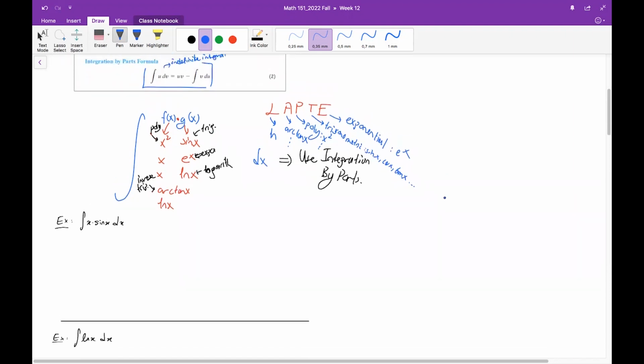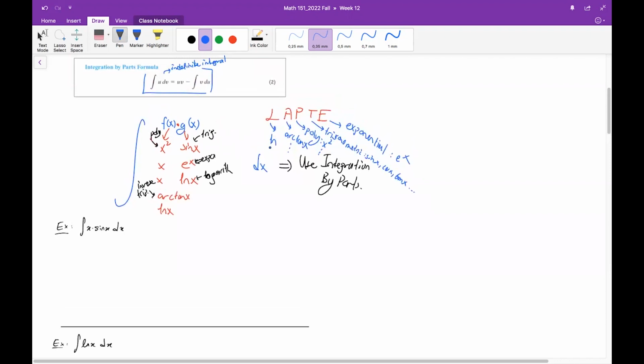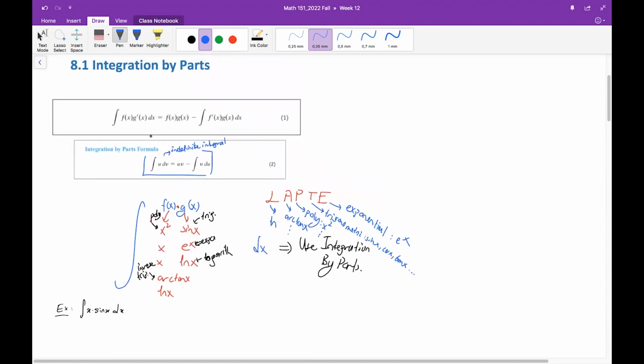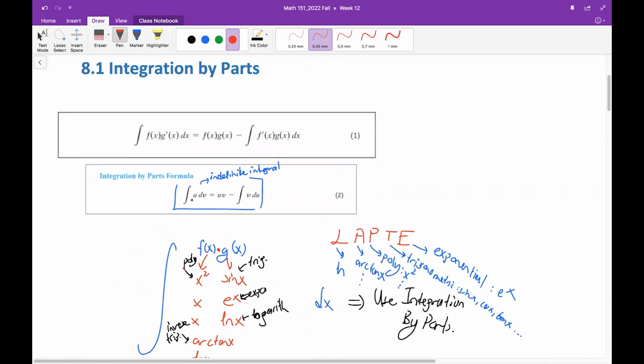So if you have products of any two different types of functions appearing in this shortcut, the integration by parts technique may help you. How do we apply it? Here is the formula for it. Inside your integral, you will choose some part as u and some part as dv. Then this integral is written u times v minus integral v times du. I will show you how this is applied in the next example.